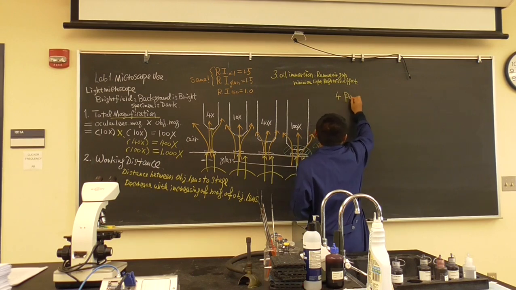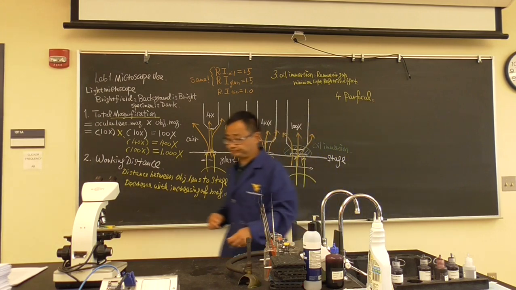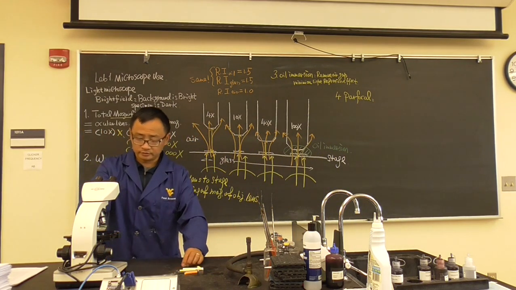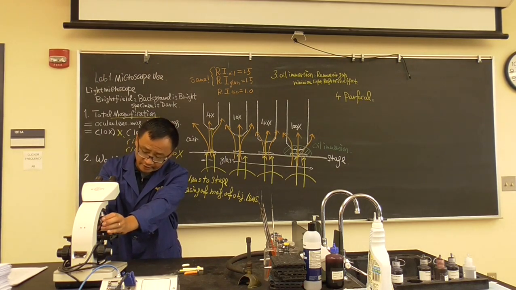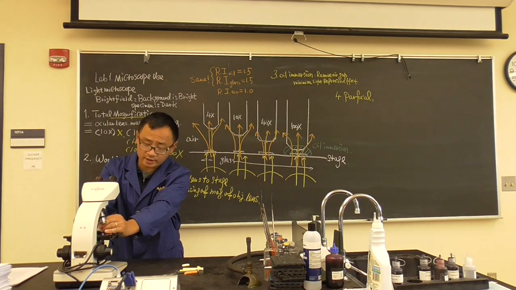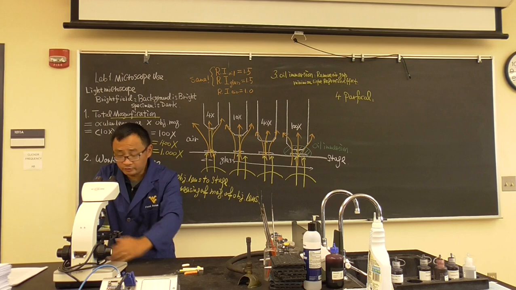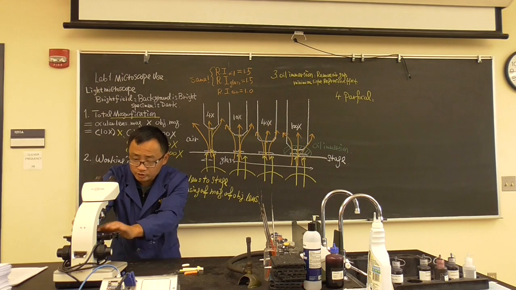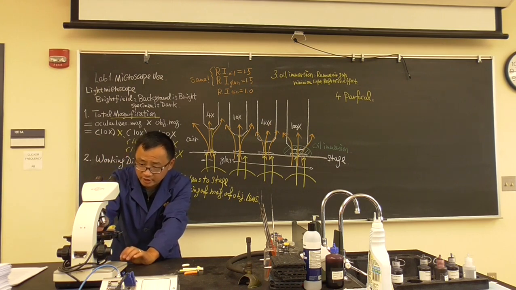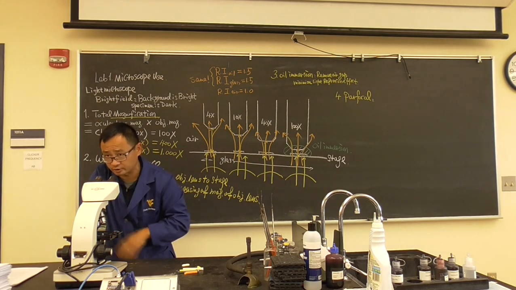It's called parfocal. So what does parfocal mean? You have 4 different objective lenses: 4x, 10x, 40x, and 100x. If we are using 10x, we find the specimen already, but we cannot see it very clearly. Then we put 1 drop of the oil, then we switch to 100x. It will stay focused, and we only need to do a little adjustment.